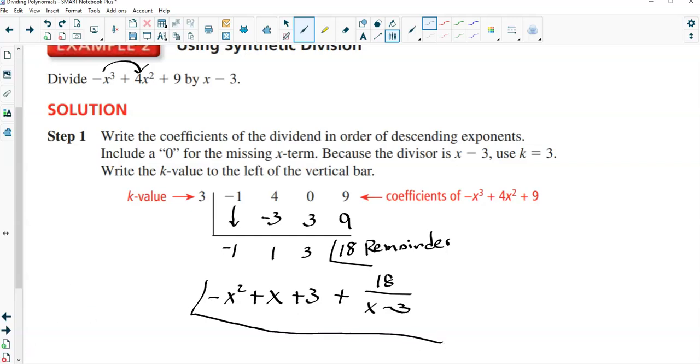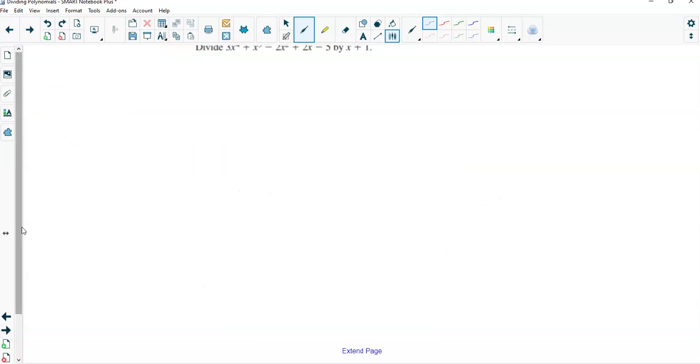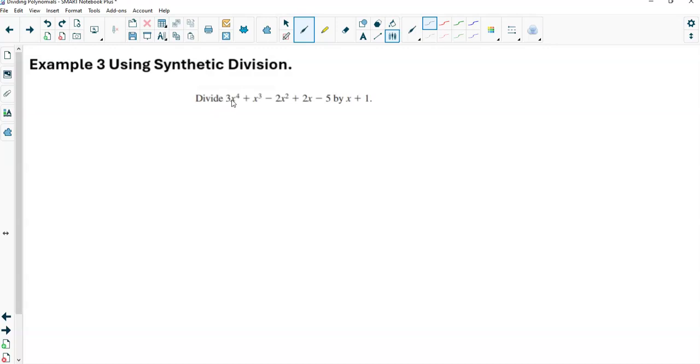Okay, here's another example. We want to divide 3x to the 4th power plus x cubed minus 2x squared plus 2x minus 5 by x plus 1. So there's the binomial. As long as it's a binomial, you could use synthetic division. Again, we want to start by writing the coefficients. That would be the powers 4, 3, 2, 1, 0, so everything is there. So I'm going to start with 3, 1, negative 2, 2, negative 5. Then x plus 1 means that k is negative 1, the opposite of that. So I'm going to write that there.